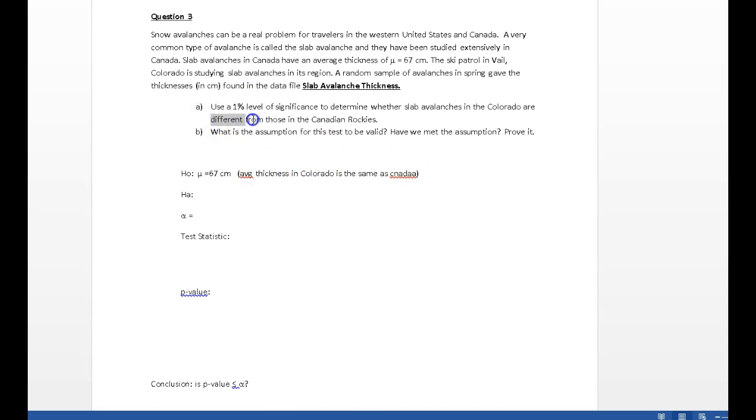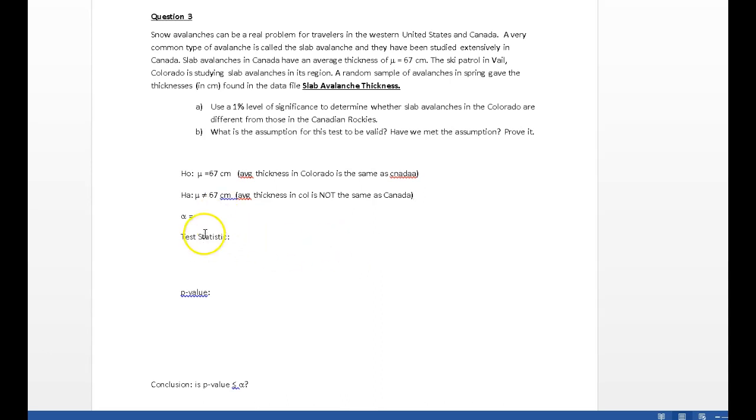The question, however, that I'm really looking for is whether they're different. So if they're different, and my question doesn't ask me whether they're thicker or whether they're thinner, it just says, are they different? In which case, the average thickness won't be equal to 67. So if it comes down to this one, the average thickness in Colorado is not the same as in Canada. That's what it rolls out to.